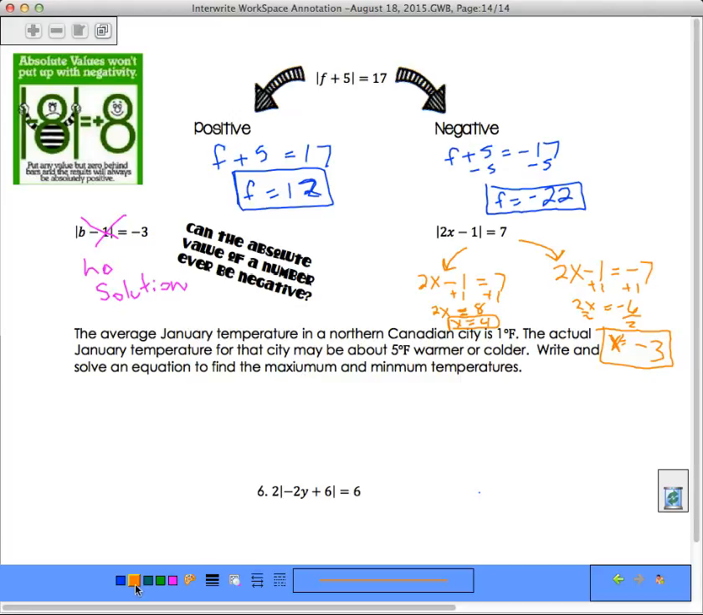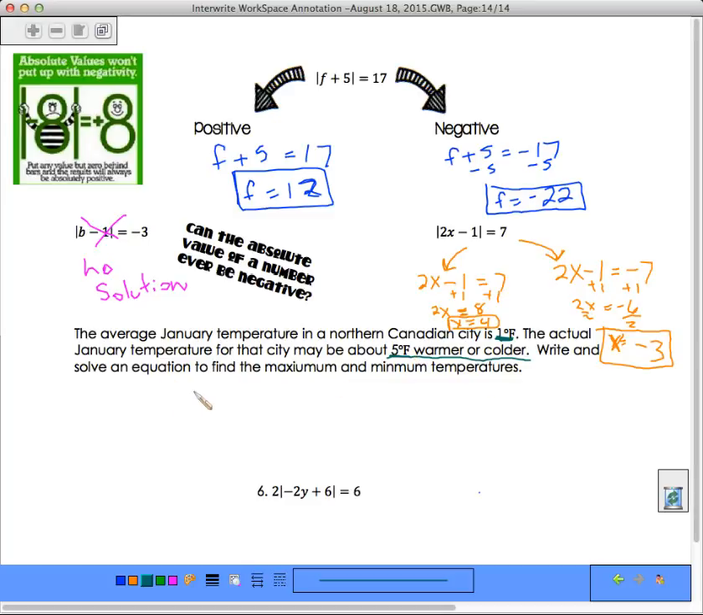Now let's look at another word problem. It says the average January temperature is 1 degree in a northern Canadian city. The actual January temperature for that city may be about 5 degrees Fahrenheit warmer or colder. So because it could be that much warmer or colder, that's how much away from it could be. That's my margin of error. It says write and solve an equation to find the maximum and minimum temperatures.